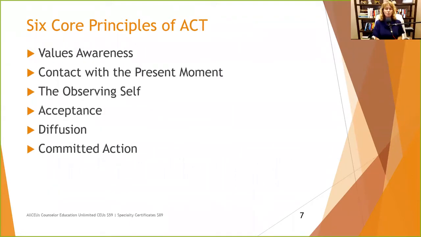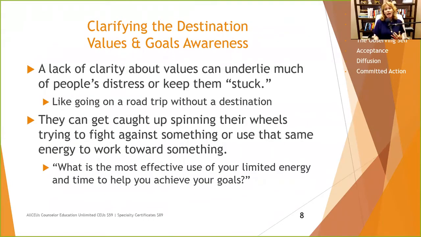So, six core principles: values awareness, contact with the present moment, observing the self, acceptance, diffusion, and committed action. And we're going to go into each one of those. So a lack of clarity about values can underlie much of people's distress or keep them stuck. Think about going on a road trip without figuring out what your destination is. You just get in the car and go, hey, let's drive. Well, then when you're driving along the interstate, how do you know what exit to get off on? How do you know what's going to take you to somewhere that you want to go? Well, you've got to know where you want to go.